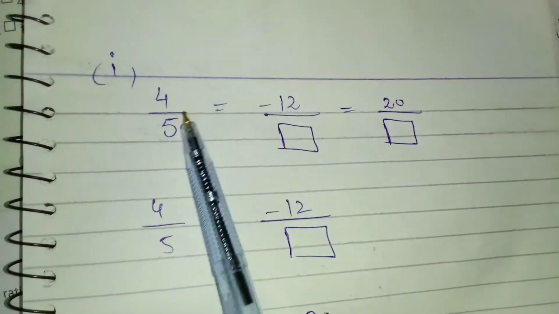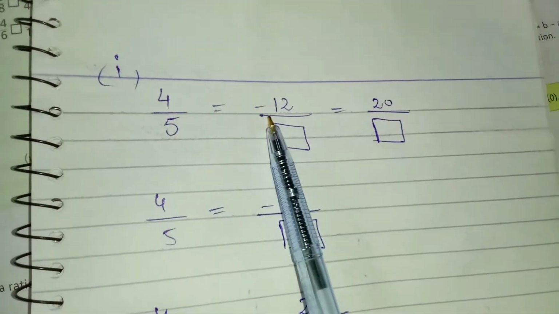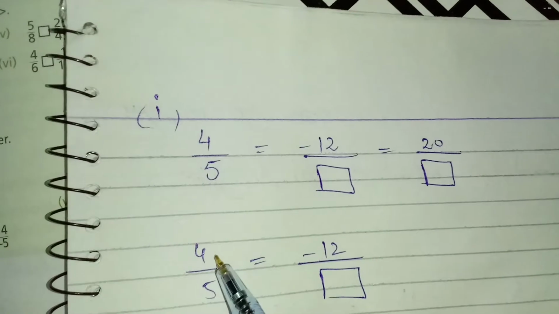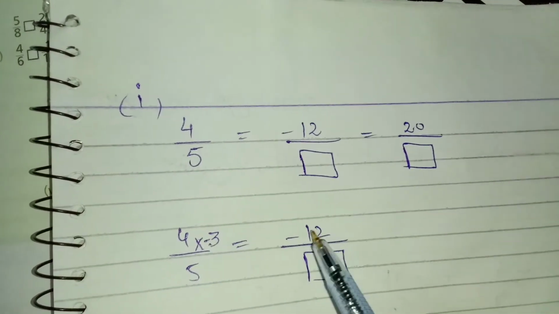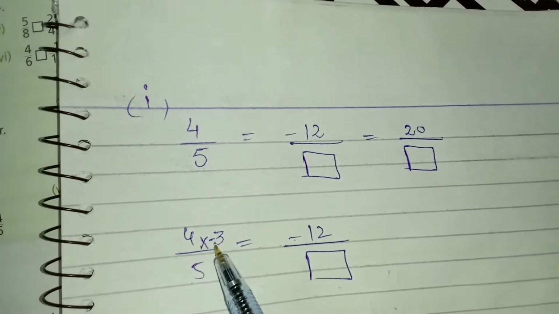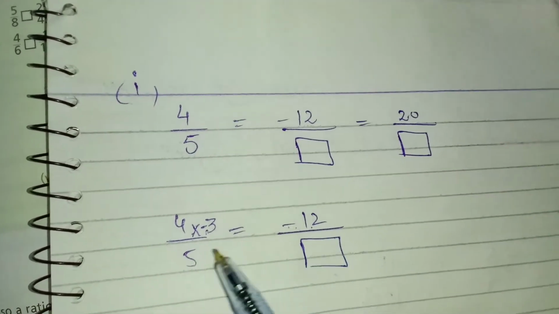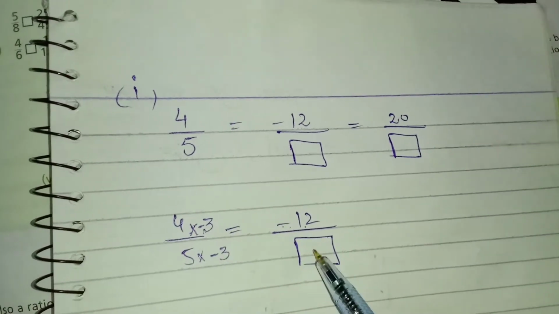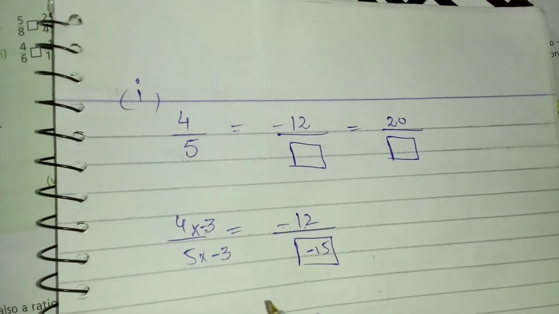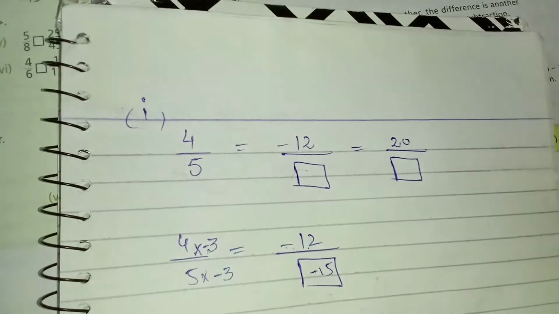So the question is this, we have to convert 4 into minus 12. So we have to multiply 4 with minus 3, there is a minus sign. So 4 into minus 3 will become minus 12. So we have to multiply 5 also with minus 3, that will become minus 15. So first box is replaced with minus 15.